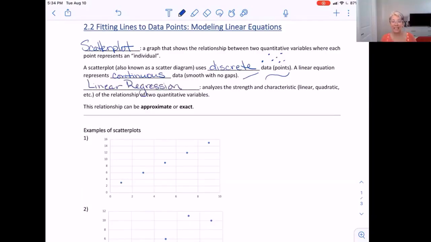And what that does is it analyzes the strength and the characteristic, of course, the characteristic meaning, is it linear, is it quadratic, etc., of that relationship of the two quantitative variables. And it comes up with an equation either exactly on top of those points or approximately. So that's why this type of relationship can be either approximate or exact.